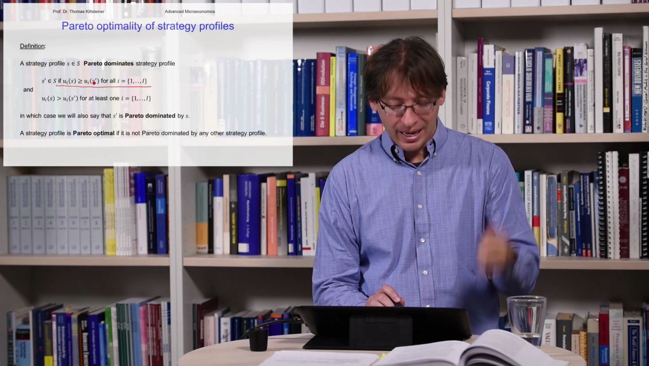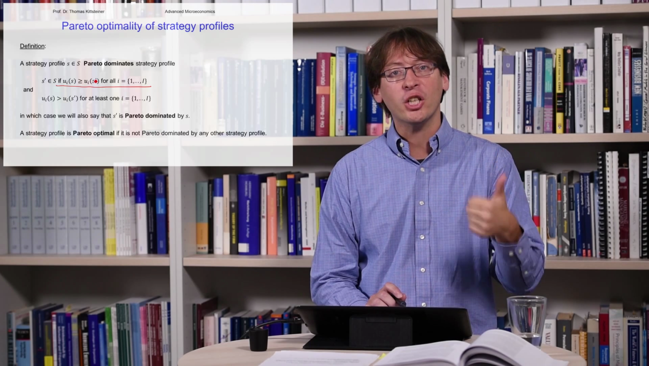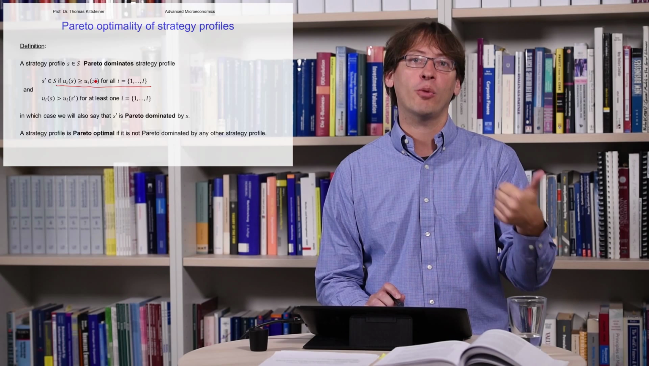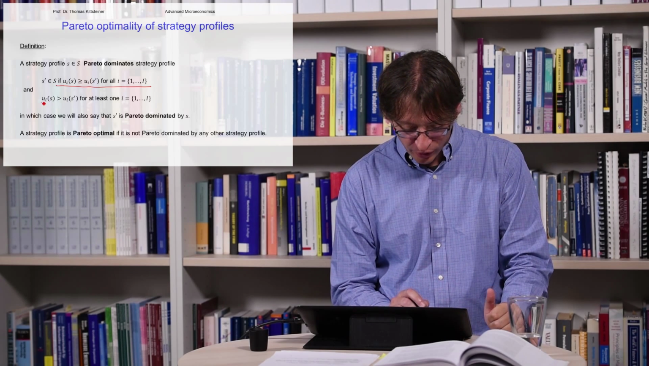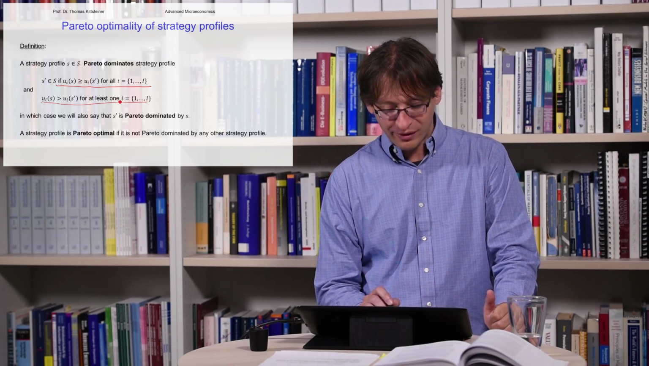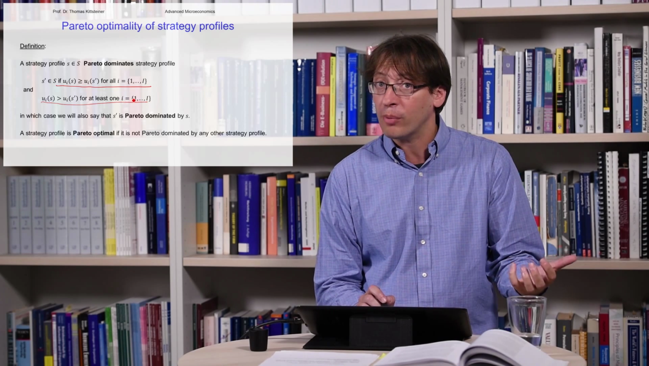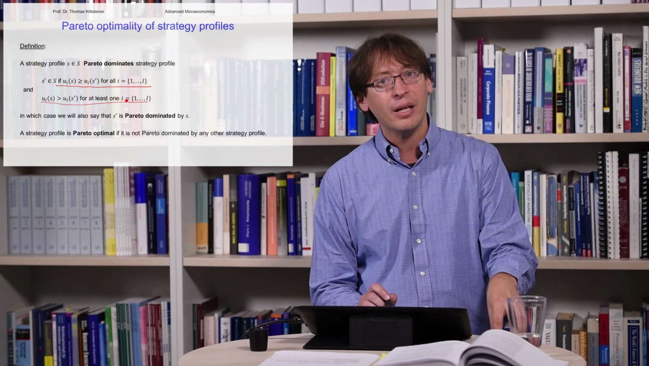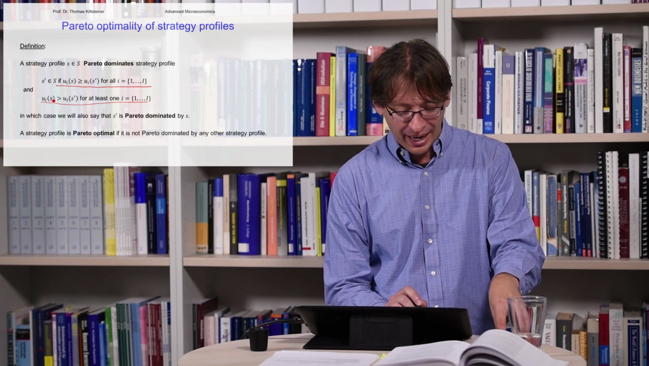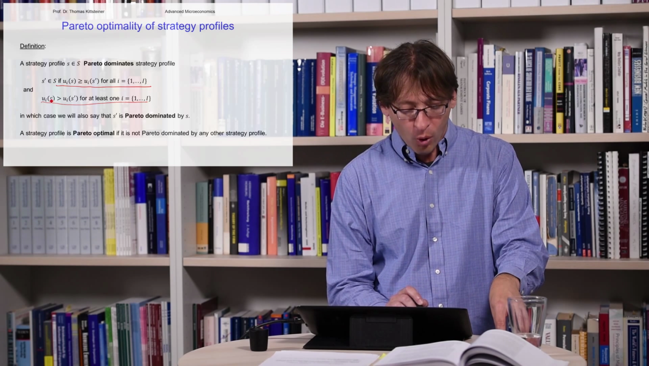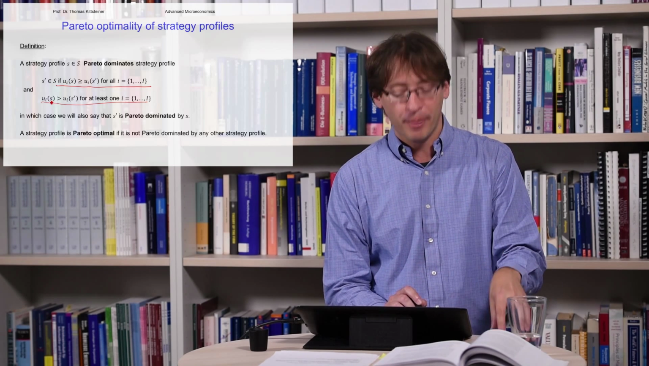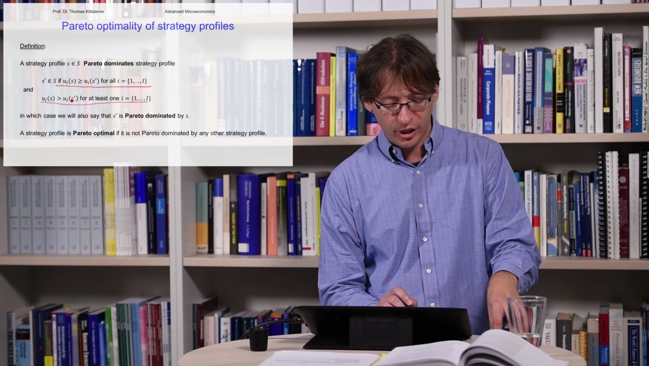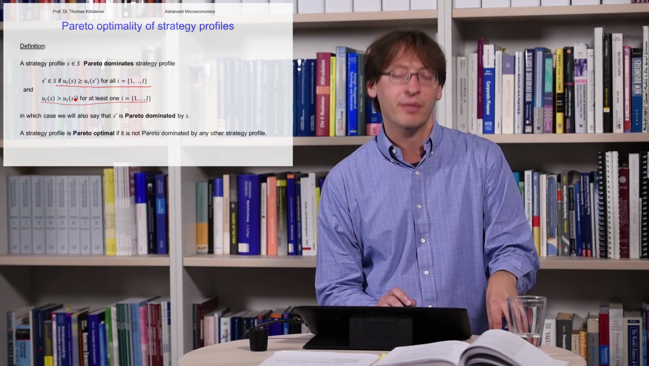And second, at least one player actually needs to be strictly better off if S is played as compared to S prime. And that is the second condition here. That means for at least one of the players, it could be for all, but at least for one, it should actually be the case that the outcome that originates if the strategy profile S is played is strictly better for that player, the utility is strictly larger, as compared to the situation where the strategy profile S prime is played.